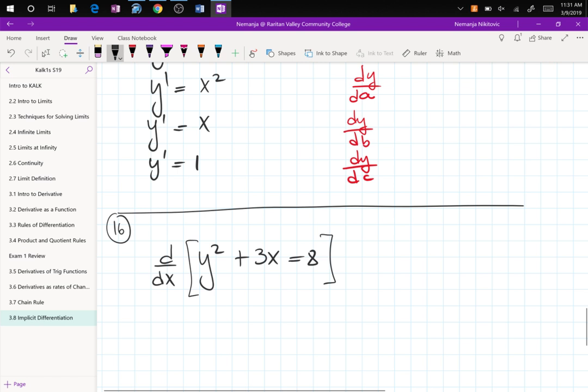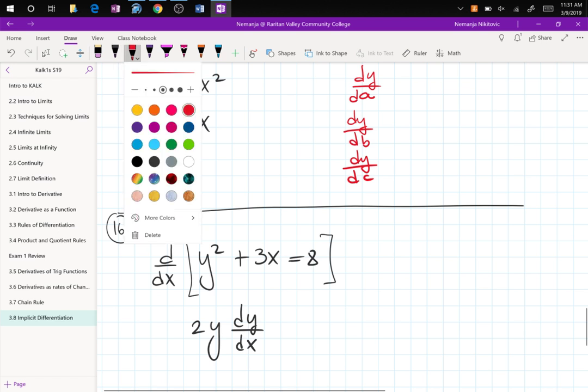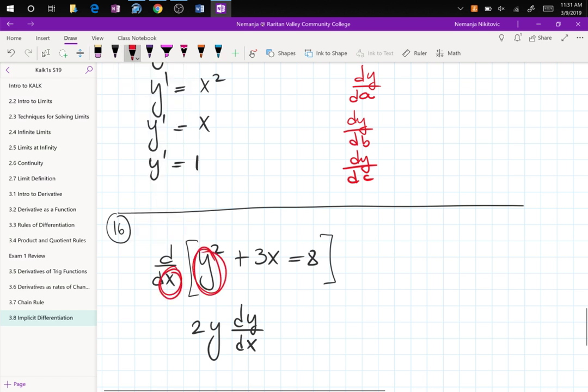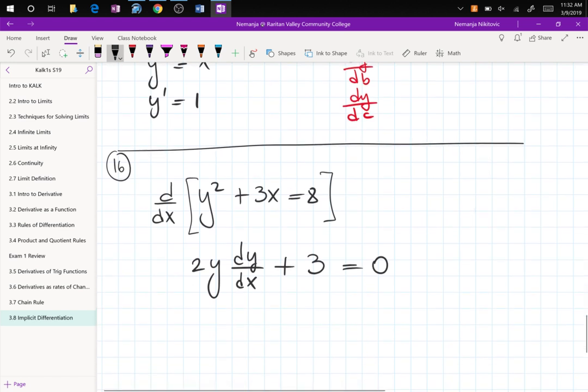Right, so the derivative of y squared is 2y, and we have to follow with a chain because the variable that we are taking the derivative of doesn't match the variable that we are taking the derivative with respect to. So we have to follow with a chain. Plus the derivative of 3x is 3. We can write dx over dx and then cancel it, so we don't have to. And finally, on the other side, the derivative of 8 is 0.